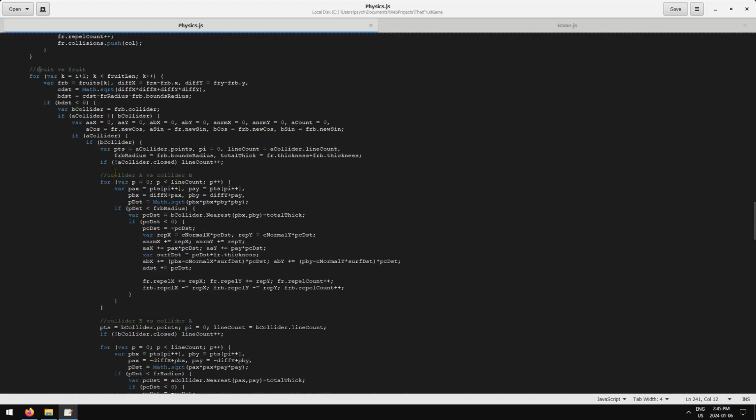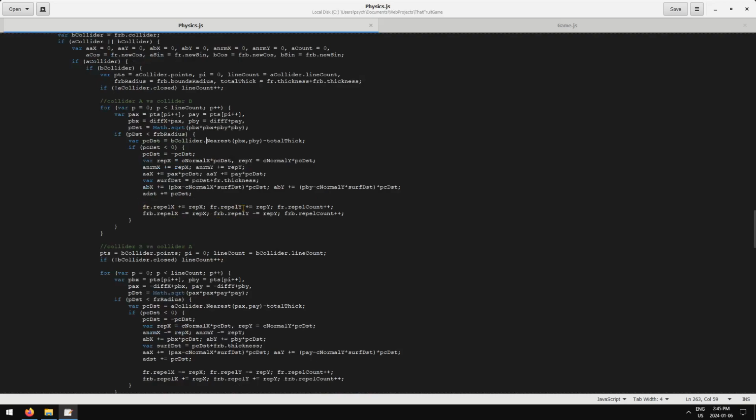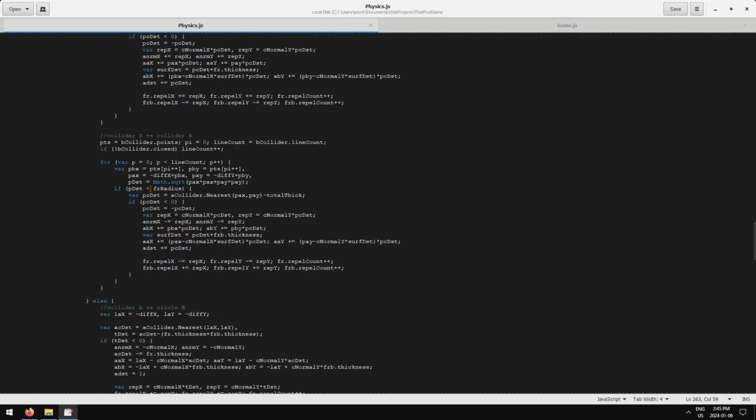To do collider versus collider collision, we loop through the points of each collider and test them against each collider. And then we average all of these collision points to get an average collision point and an average collision normal. We also add up this repel X and repel Y, how much the object should be pushed back to solve the collision.